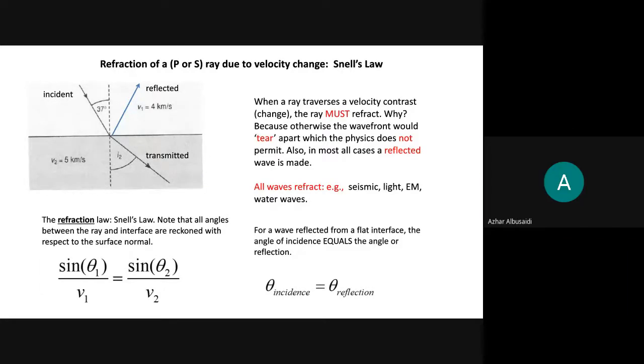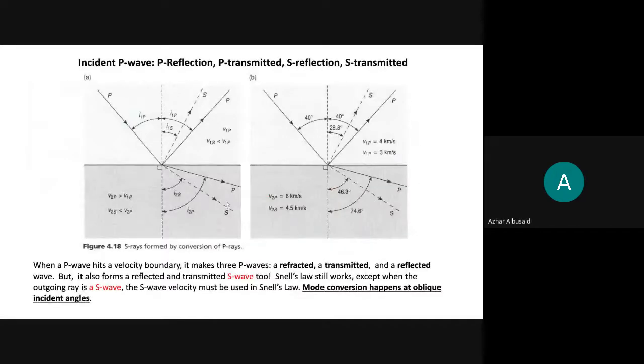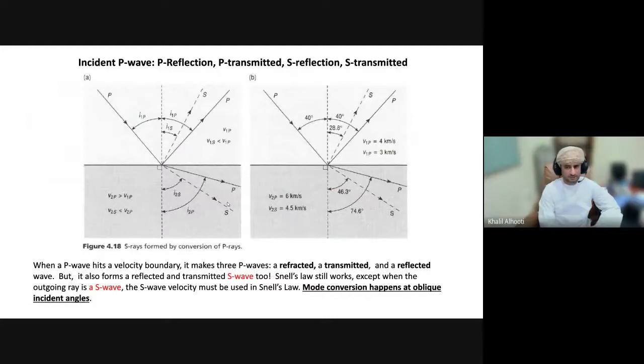Doctor, if the bottom layer has lower velocity, is the refracted P wave larger than the incident P wave? No, it's going to be smaller. If the bottom layer has a lower P wave velocity than the upper layer, the refracted or transmitted P wave angle will be lower than the incident P wave angle.